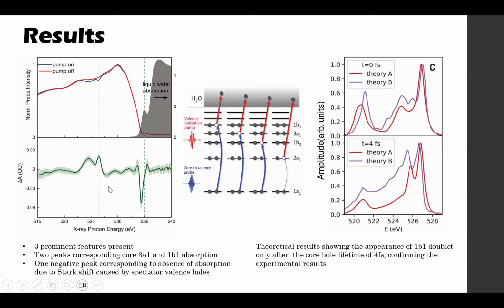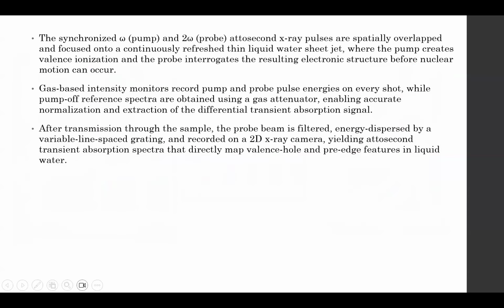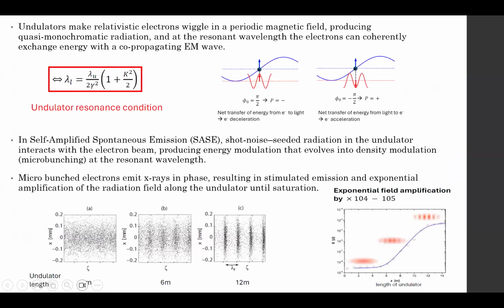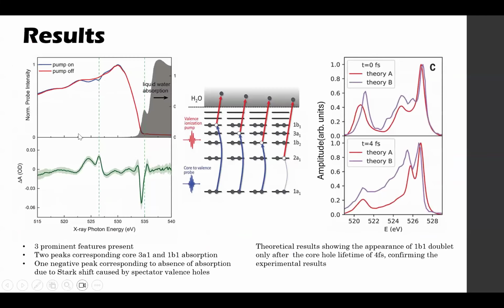The positive peaks are at around 525 eV, and the negative peak is around 535 eV. If I go back to the X-ray spectra, around 525 eV we have the 3A1 and the 1B1 peaks. So the positive peaks both correspond to these: the left one corresponds to the 3A1 and the right one corresponds to the 1B1 peak.